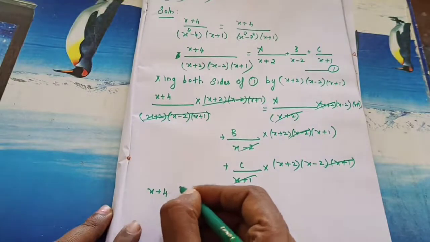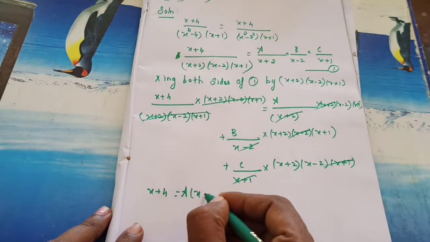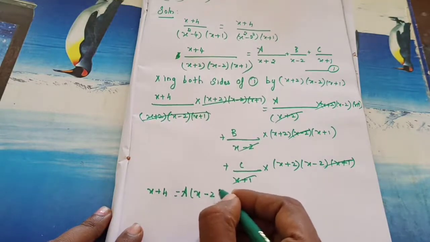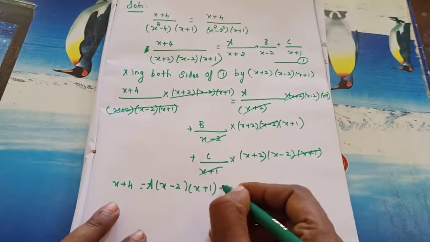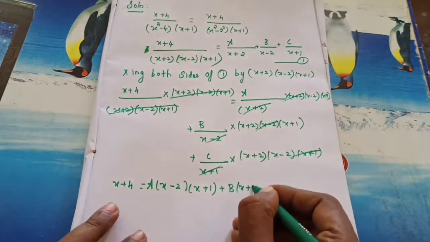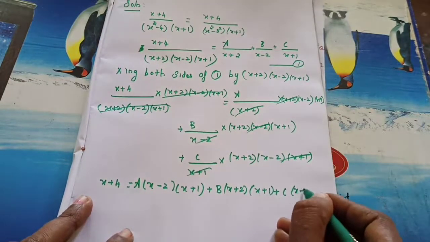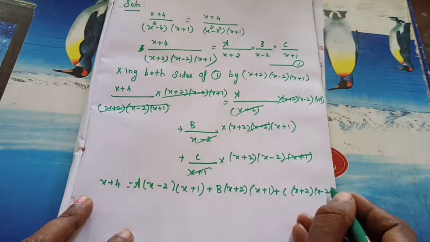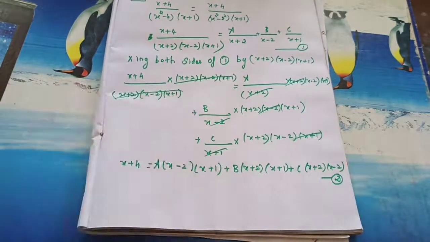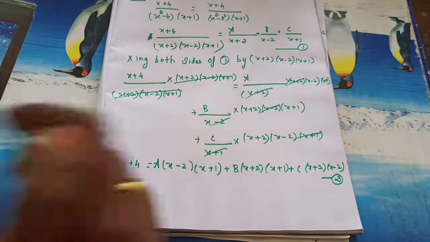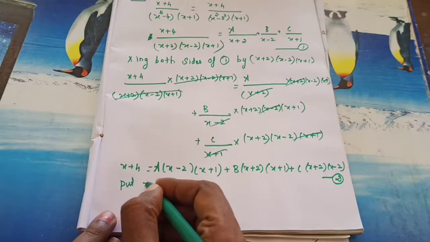x plus 4 is equal to a into (x minus 2)(x plus 1), then plus b into (x plus 2)(x plus 1), plus c into (x plus 2)(x minus 2). Okay. Now this one you take as equation number 2. Understand? Okay. What are the values? If we substitute, this will become 0. Shall we substitute?